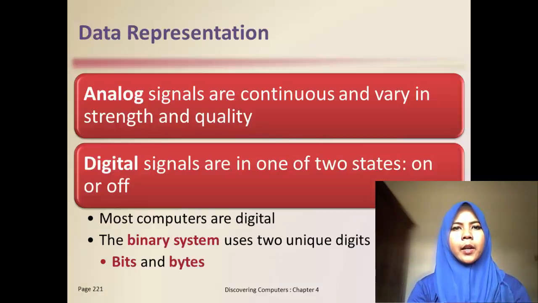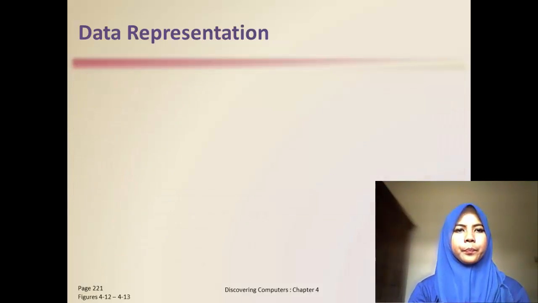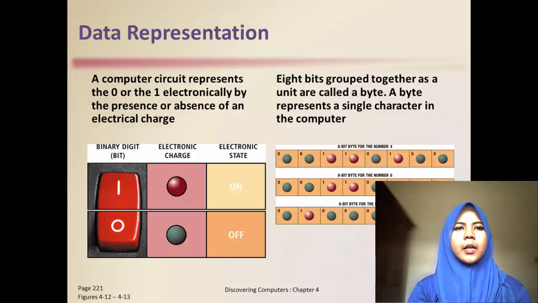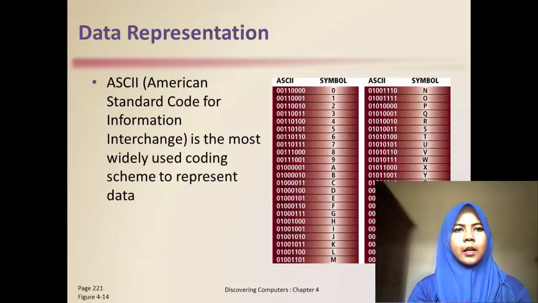Data representation. Most computers are digital. The binary system uses two unique digits, and bits and bytes. This is a picture of data representation, consisting of binary digits, electronic charges, and electronic states. There are also data representation systems, such as ASCII. ASCII, the American Standard Code for Information Interchange, is the most widely used coding scheme to represent data.